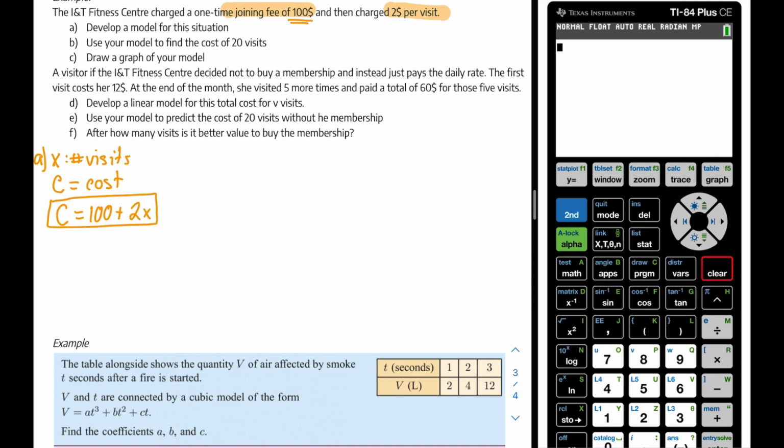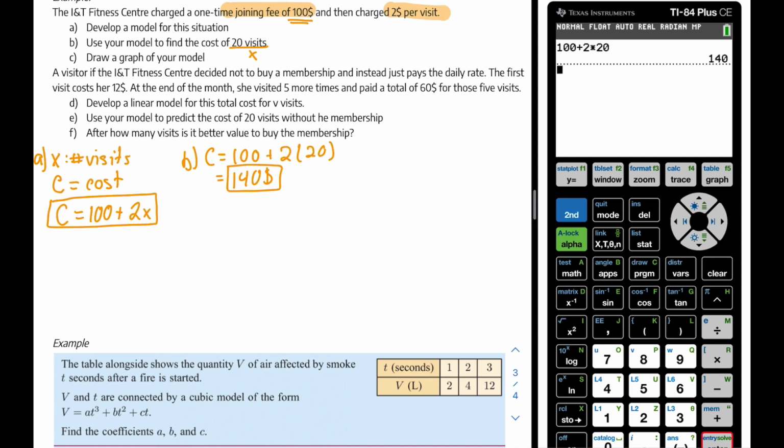Part B, use your model to find the cost for 20 visits. So part B, 20 visits, that represents my x. So the cost is going to be 100 plus 2 times 20. And I can do this in my calculator. 100 plus 2 times 20, and I get $140.